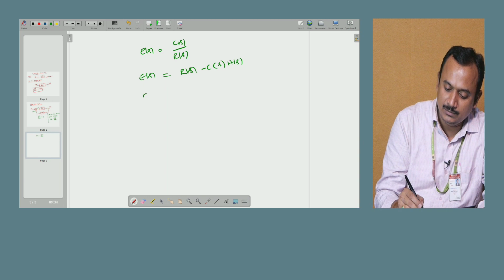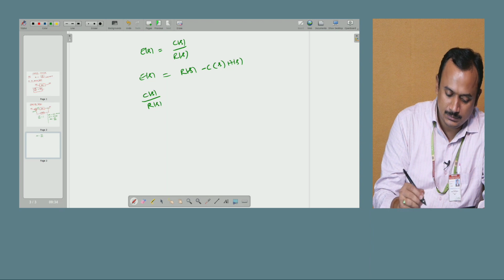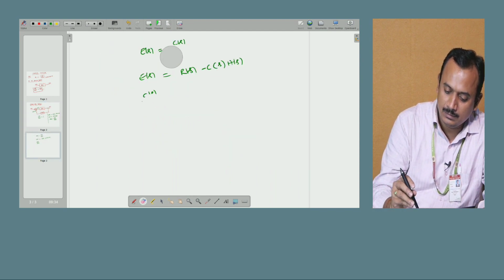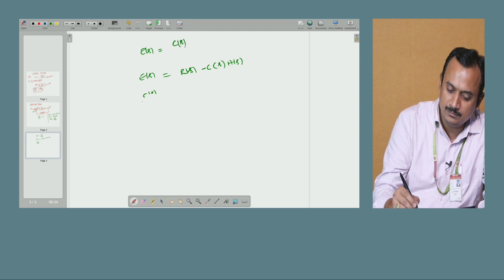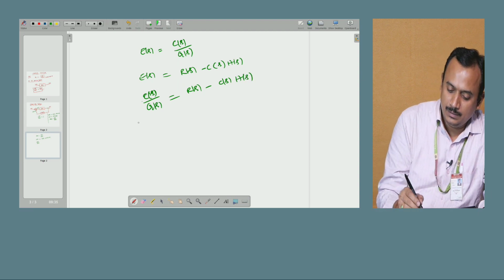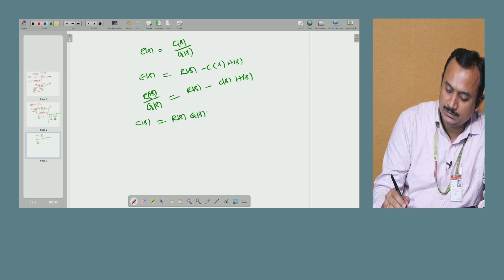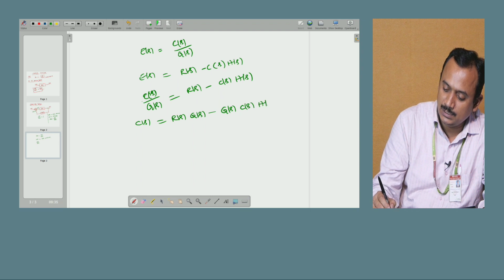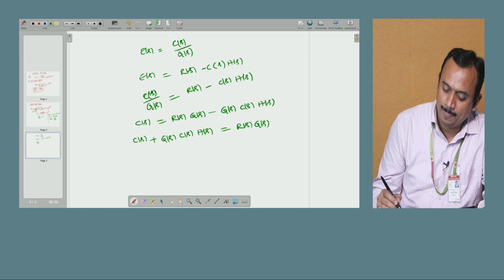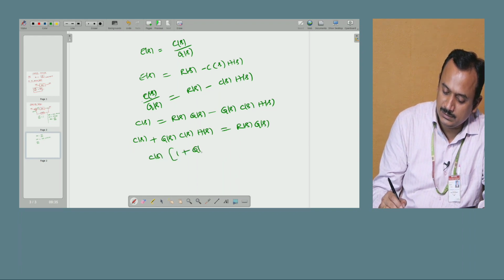Now if I substitute the E of S value, it becomes C of S by G of S is equal to R of S minus C of S into H of S, and then C of S is equal to R of S into G of S minus G of S into C of S into H of S. Now if I bring this term to the left hand side, C of S plus G of S into C of S into H of S is equal to R of S into G of S. So if I take C of S common, it becomes 1 plus G of S into H of S, all multiplied by C of S, is equal to R of S into G of S.